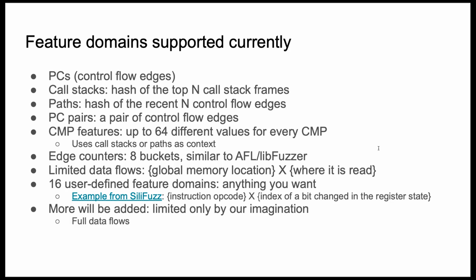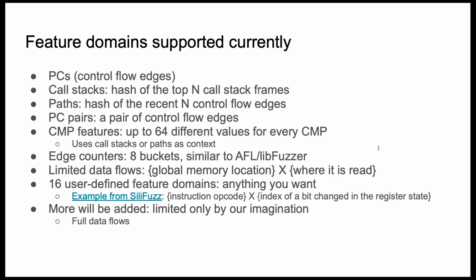We have some limited way to collect data flow arcs in your program, and we want more of those. And we have a way for a user to define their own feature domains. And in our SiliFuzz land, an example is we want an opcode, a CPU opcode, multiplied by the bit it changes in the register state. So you get this kind of quadratic behavior as an integer. That's one of the ways to do custom features in Centipede.